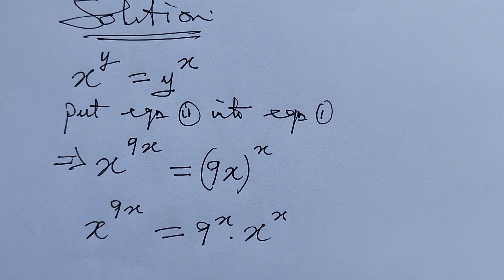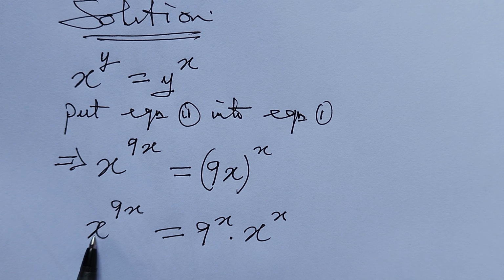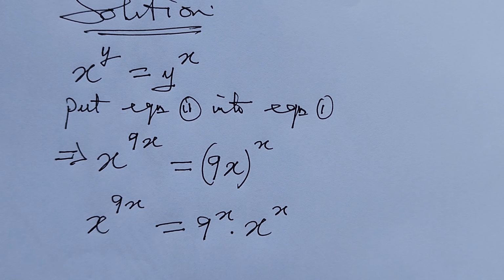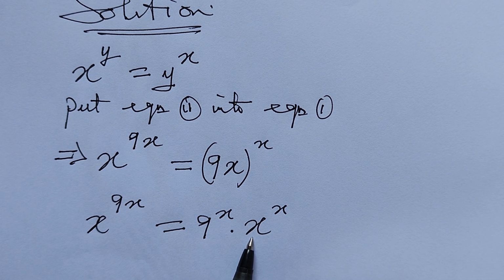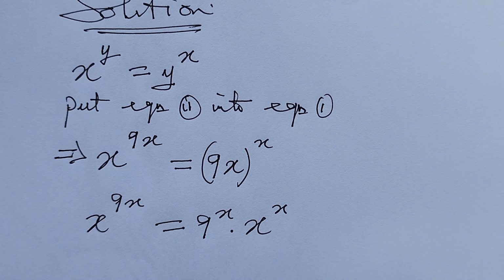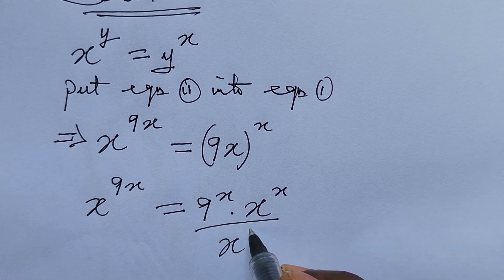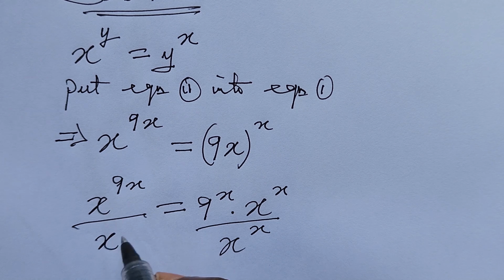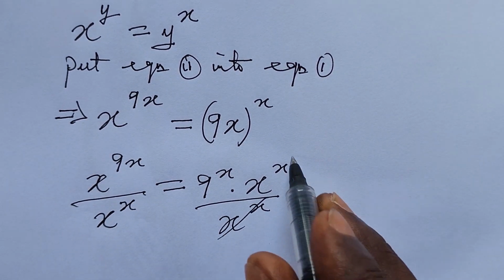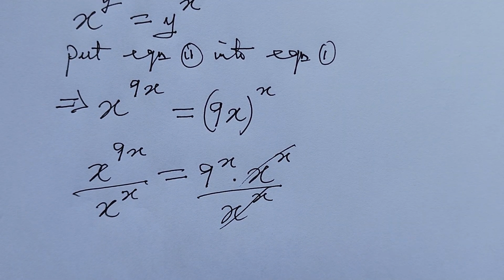Good. Now, if you take a critical look at the left-hand side of the equation, we discover that the base number here is x, and one of the quantities on the right-hand side has base number also x. So let's divide both sides of the equation by x to the power of x. What happens? This leaves the right-hand side of the equation to be just 9 to the power of x, right?